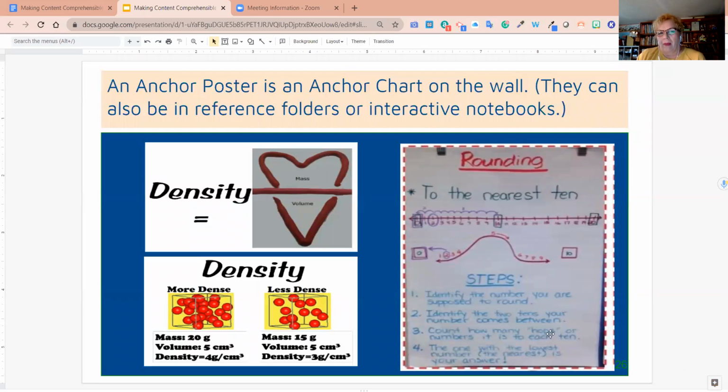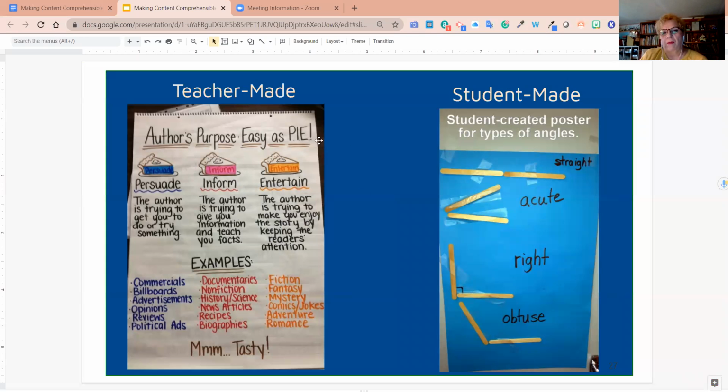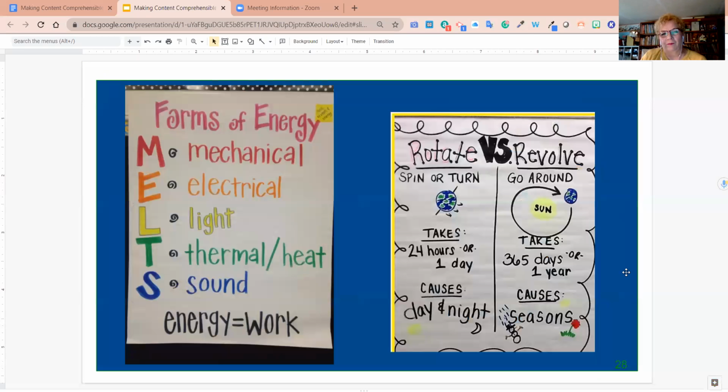So we're going to look at a few anchor posters, which would be a chart that we put on the wall like I was just discussing. A lot of times I would take these and let the students copy them into a notebook. If we're doing it digitally, I'll give them a digital copy just like I have here on your screen. But these are just some different examples of what those would look like. So a lot of these have to do with science and math. And some of them are teacher made and some of them are student made. So I allow them to make the posters and help me out as well.